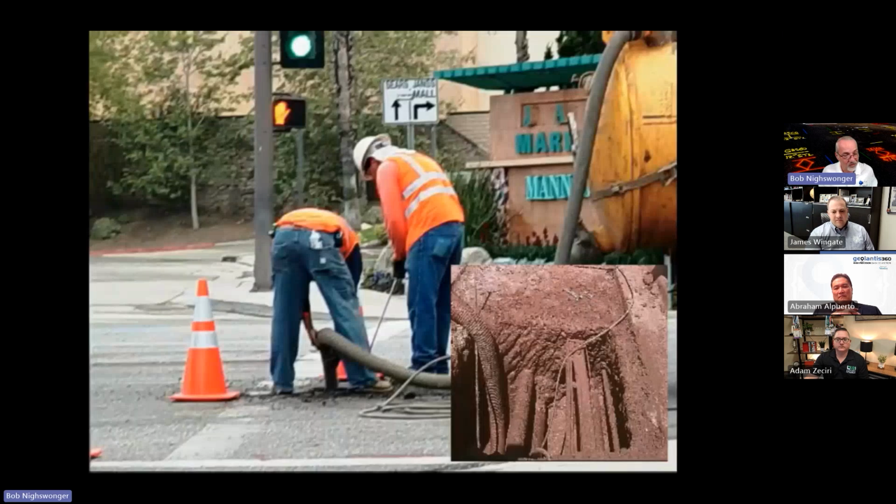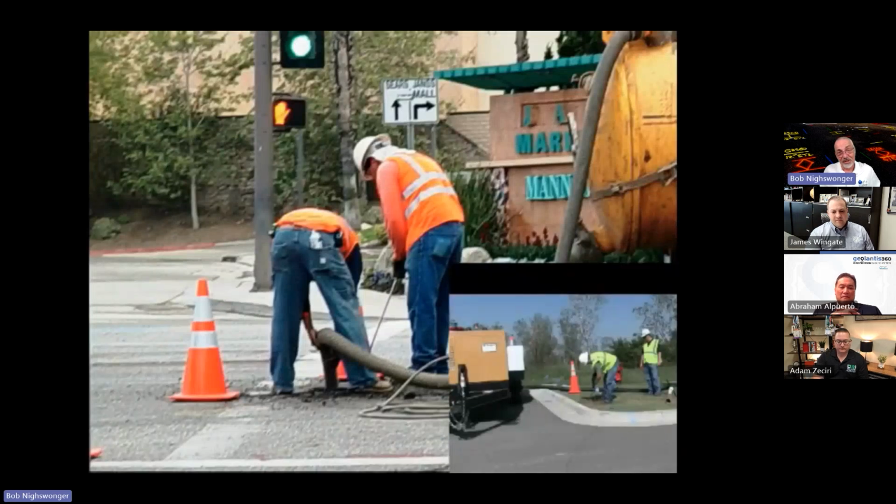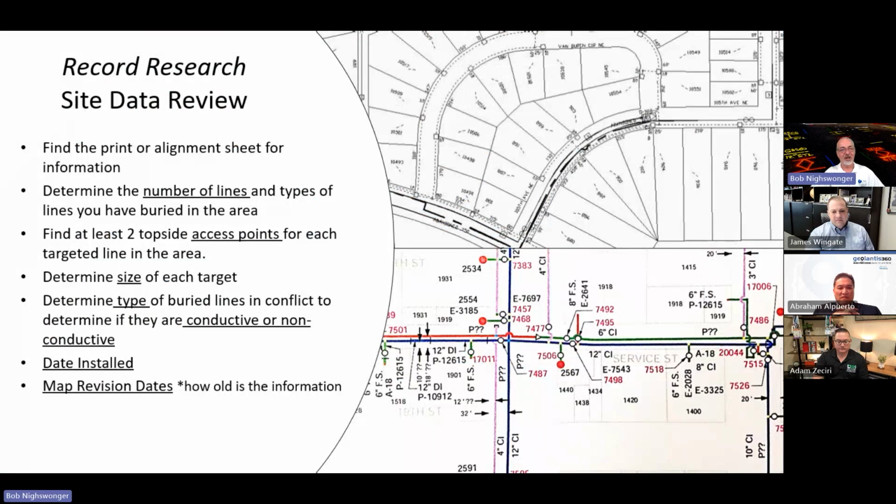But the vacuum excavation truck is the only one that can allow us to see it safely. It's non-intrusive. That's what we look for, is non-intrusive investigation. So for locators, we're looking for how many lines are there, what size are they? I need that for my mark. What does the engineer know about these lines?